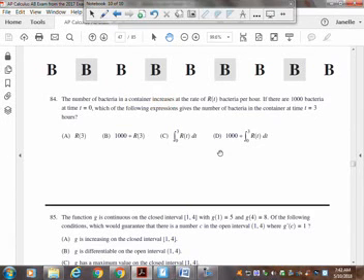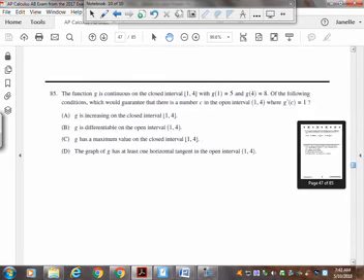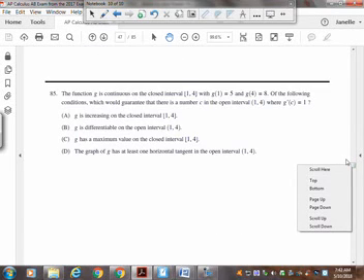I had looked very carefully at number 85, thinking about the answers. To me, this question was a little tricky because it seems like all of them would be feasible. If you have a function g on the closed interval from 1 to 4, which of the following conditions could guarantee that there is a number c in the open interval where g prime of c is equal to 1?